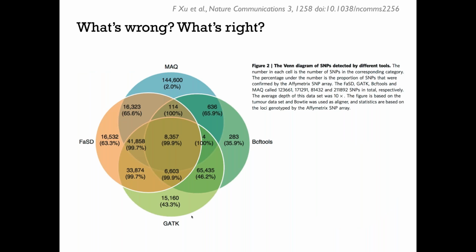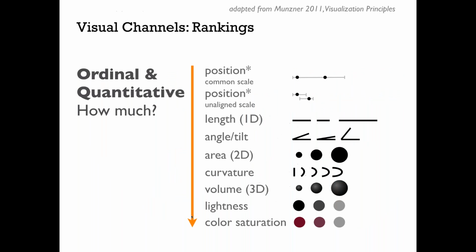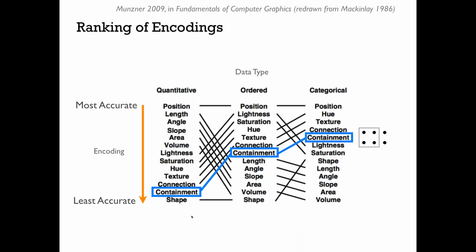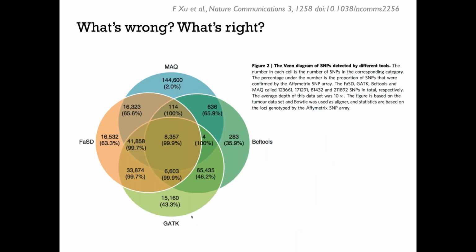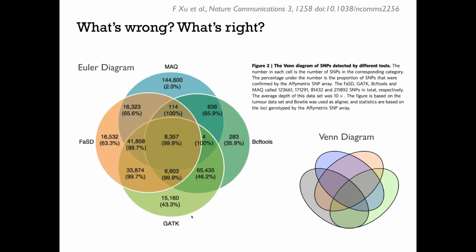And if you go back to this example here, area is not a very accurate or useful encoding for quantities. This is pretty far down the list. It's even worse than angles, which we're using in pie charts. And you all hopefully know that pie charts are not a good way to represent data. So what can we do about this?